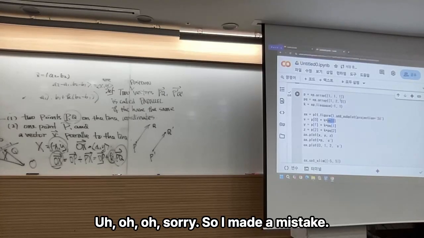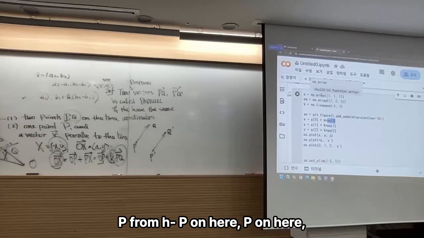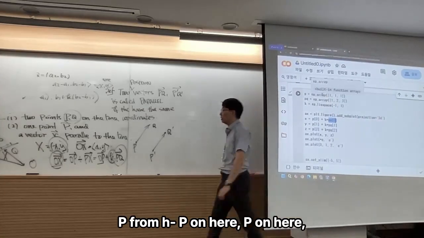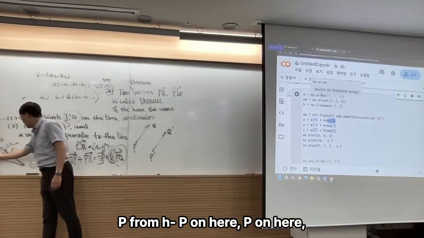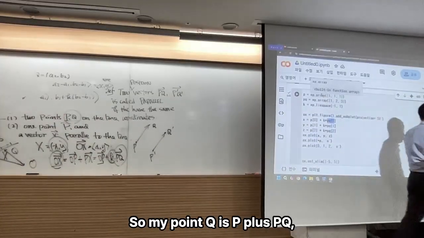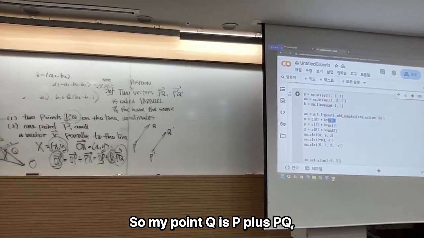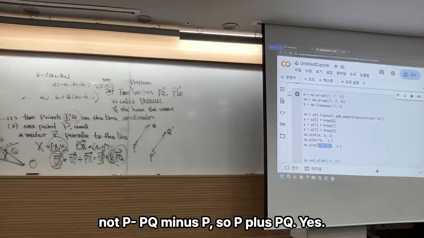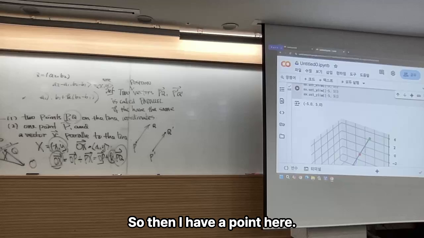Oh, sorry. So I made a mistake. So we have a P here, and plus PQ here. I have to add, not subtract. Sorry. So my point Q is P plus PQ, not PQ minus P. So P plus PQ. Yes. So then I have a point here.